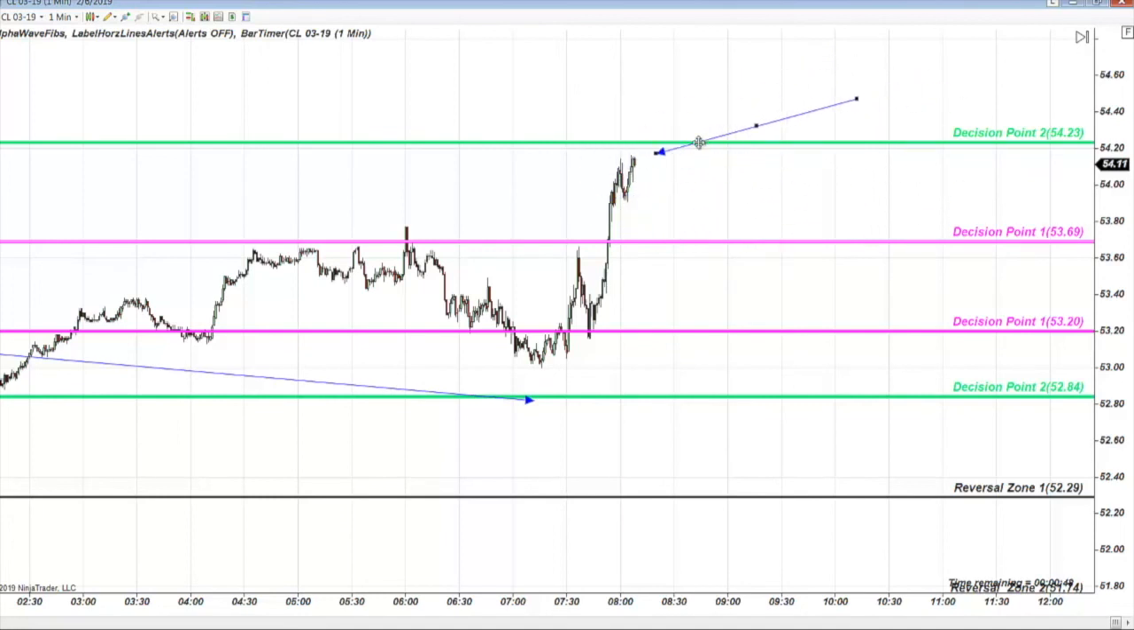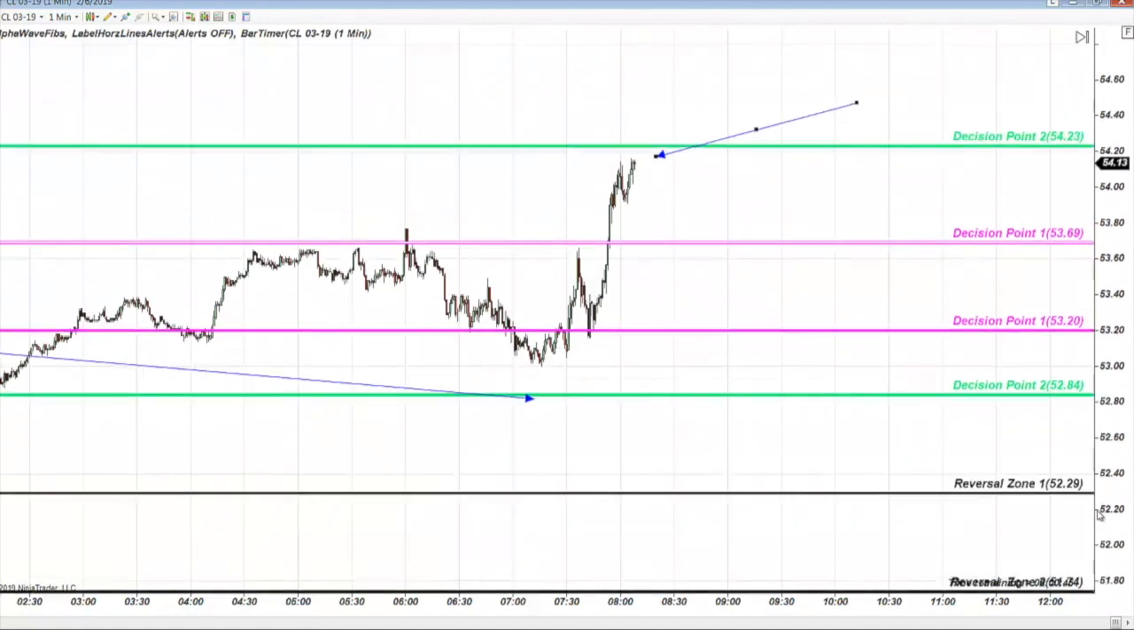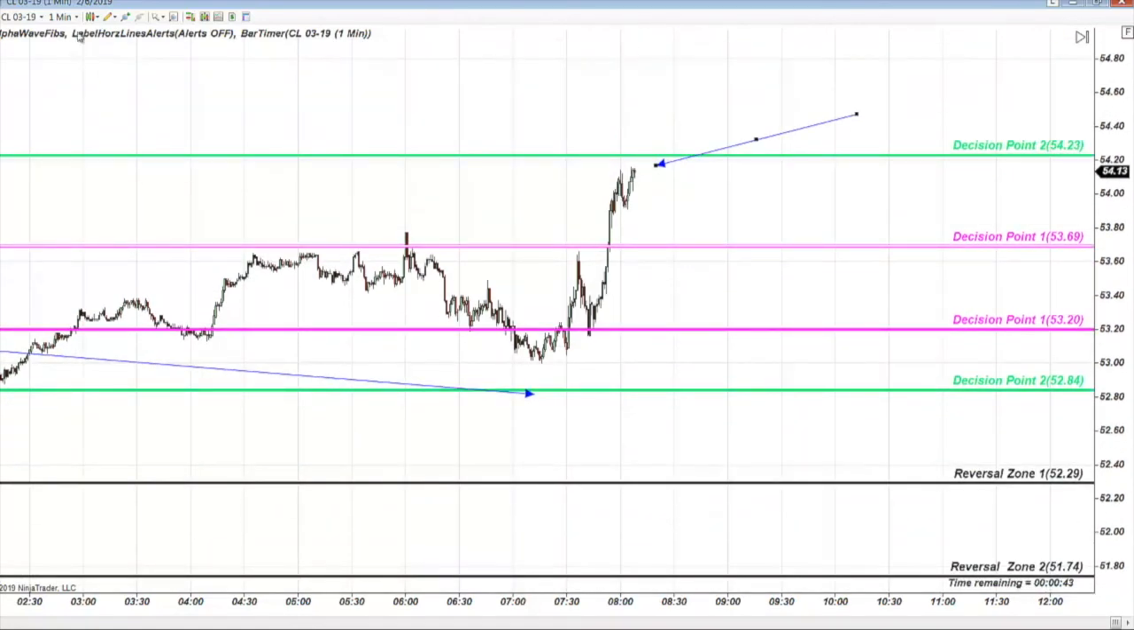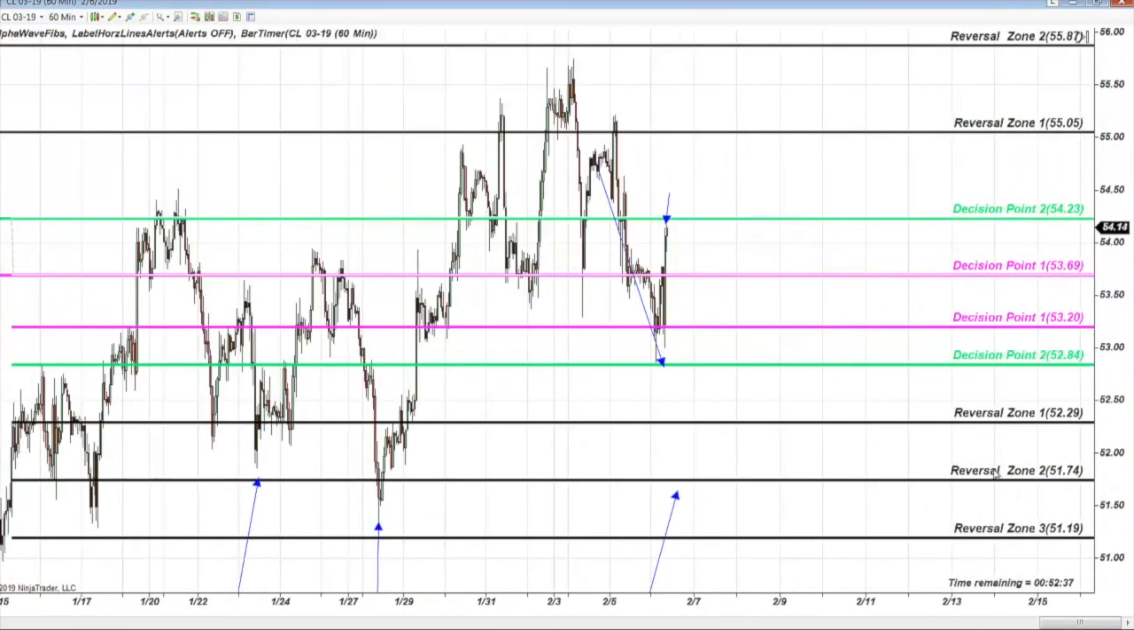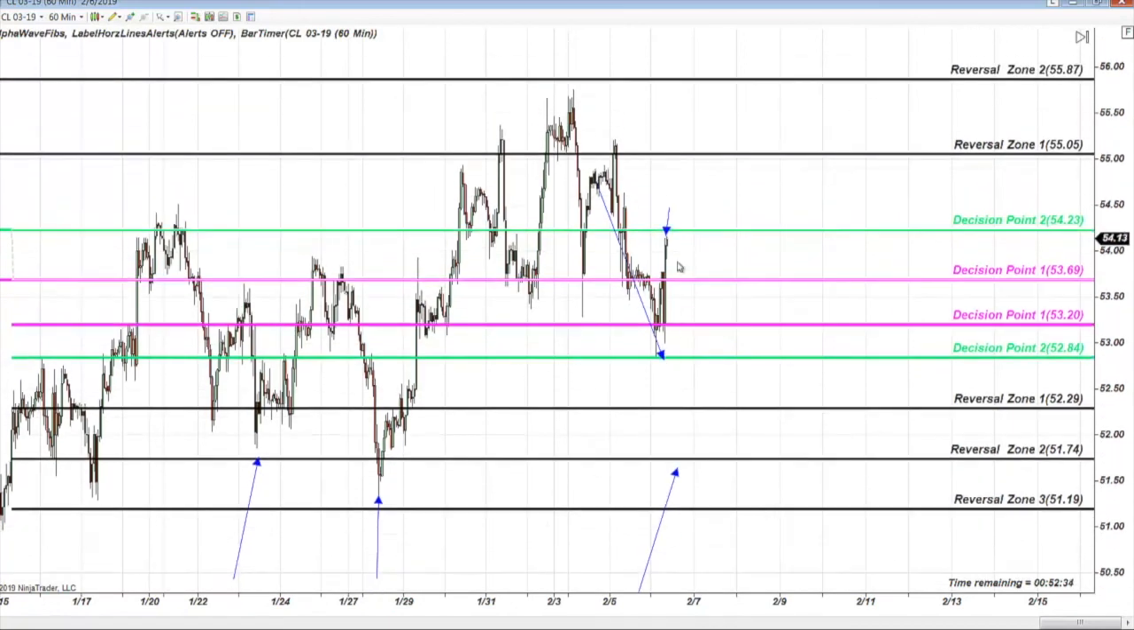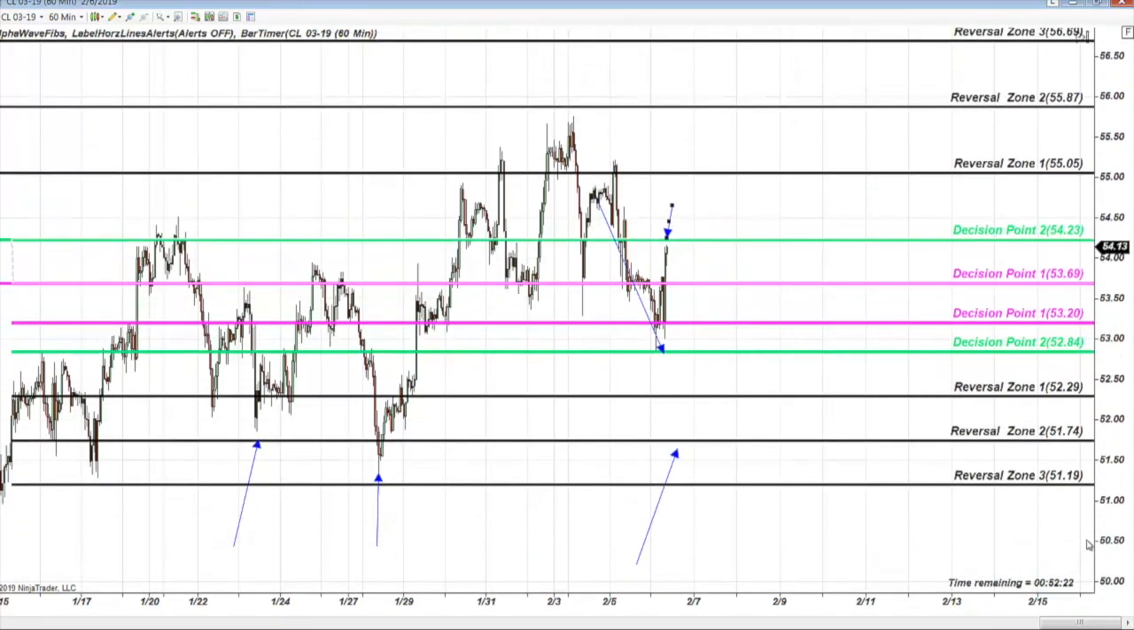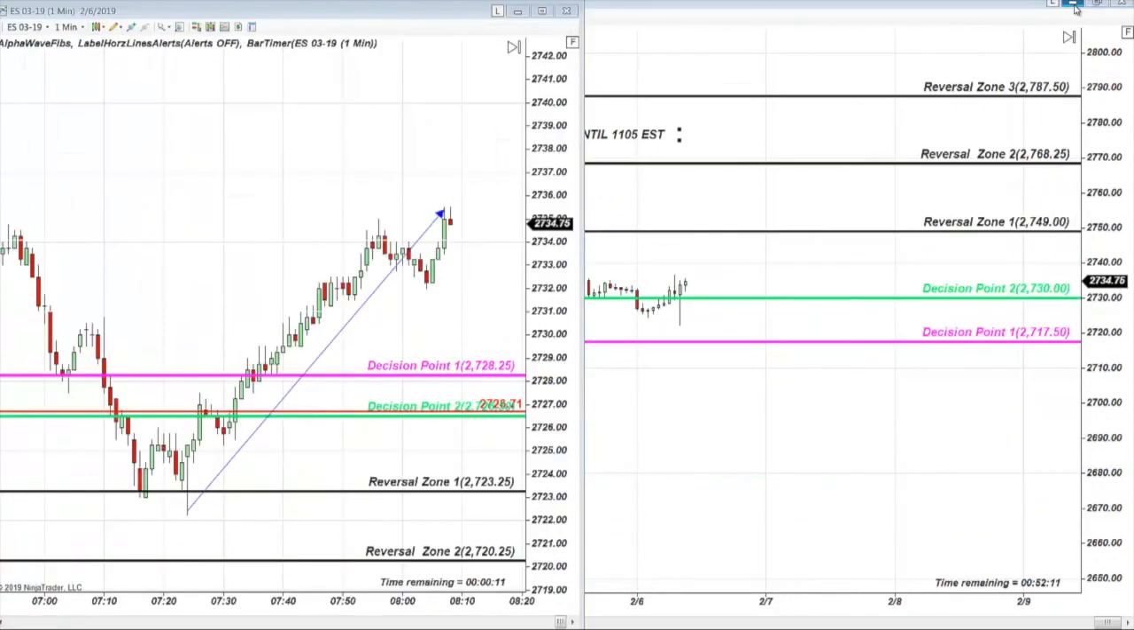So, key institutional resistance 54. Decision point 2 in front of you now is key, and that remains constant. Oil did not collapse to the reversal zone. Oil respected decision point 2 to the downside. Right now, key resistance is here. And that remains constant at ultimate trend inception, the ultimate point of entry. That's what played out on S&P, not on oil this morning.